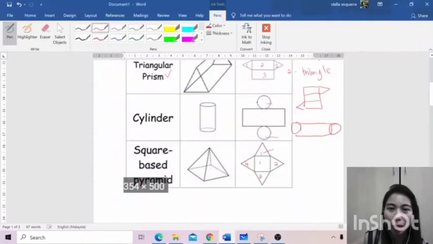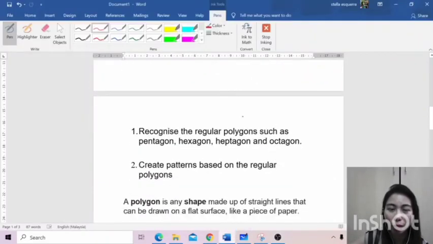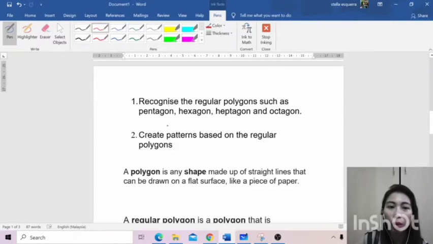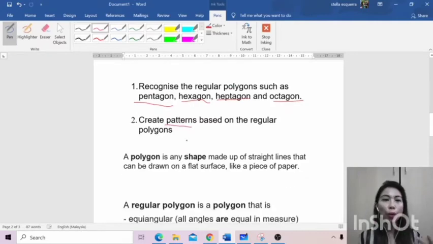Okay, so the main objective today is that you will recognize the regular polygon. We have four types of polygon that we're going to learn: pentagon, hexagon, heptagon, and octagon. So what are they? And then you also need to create patterns based on the regular polygons. So you need to create patterns.